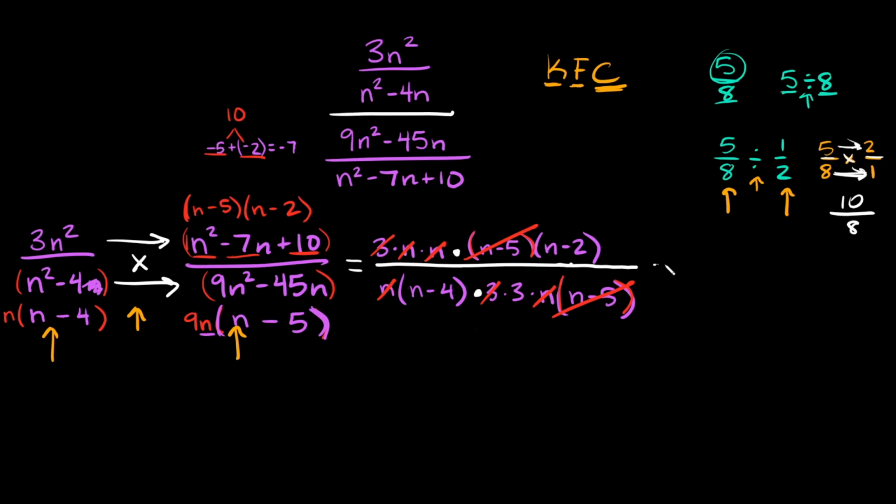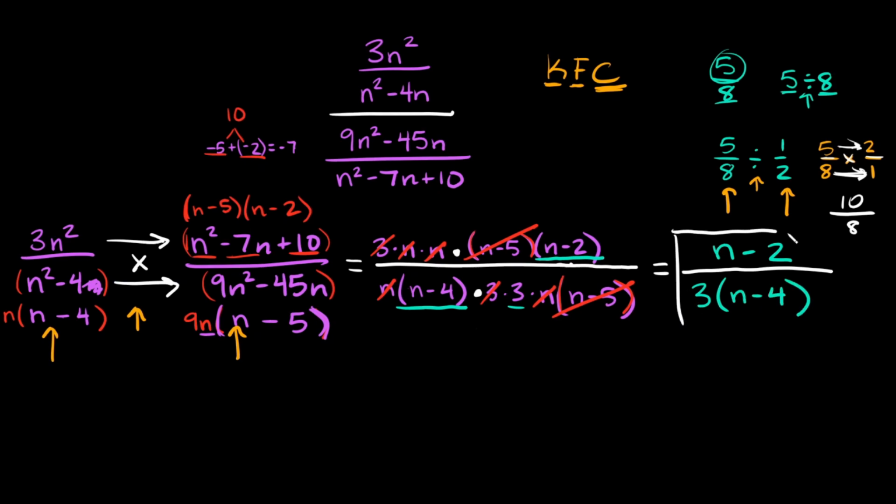Okay, so now what are we left with? Well, on top, the only thing that survived that bloody battle is this n minus 2, right? So that's what goes on top, n minus 2. And on the bottom, we have an n minus 4 and a 3 right there. So then we're going to have 3 times n minus 4. Okay, so then that right there, ladies and gentlemen, would be your final answer.